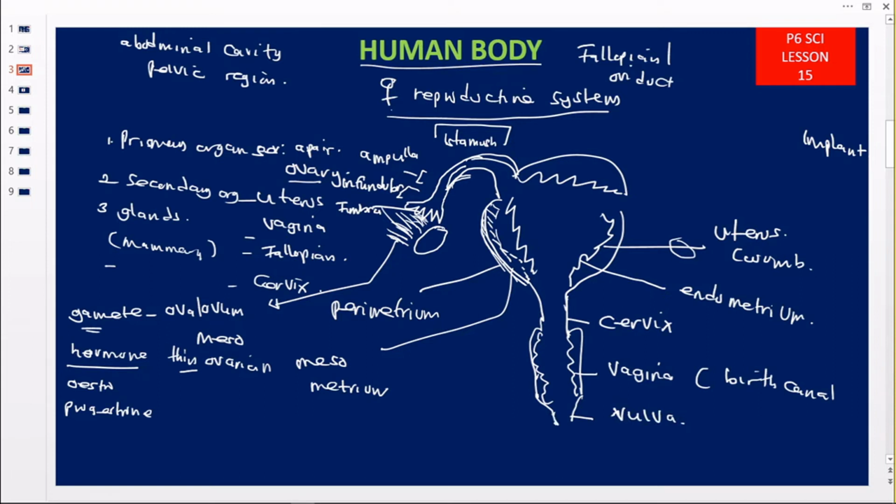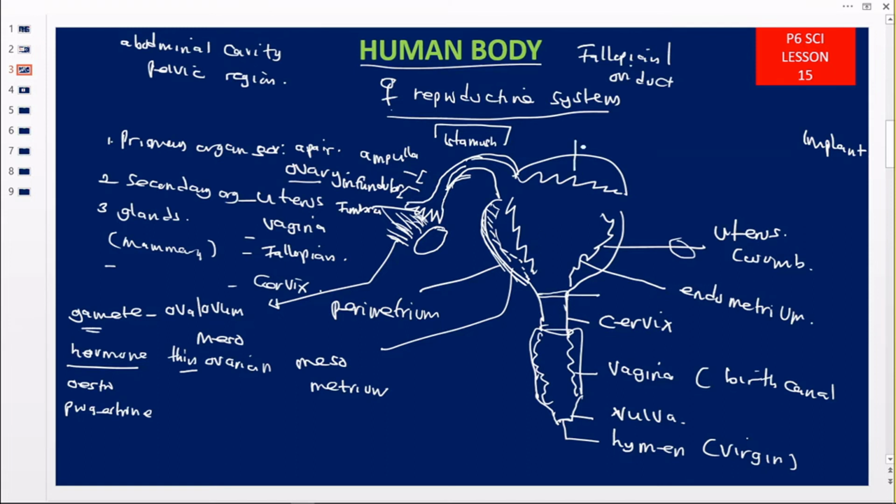Then this vulva has a thin membrane, and this thin membrane is only seen in virgins. This thin membrane is called the hymen, and it is a characteristic of only virgin females. So this is the vulva. Then we have the vagina. Then from the vagina we have the cervix. The cervix has 2 openings, this upper opening and this lower opening here. So this is the diagram showing the female reproductive system.